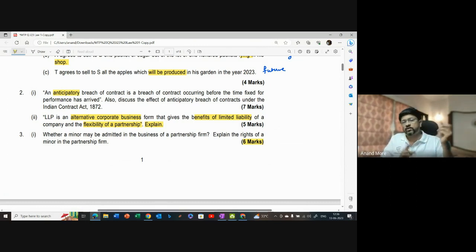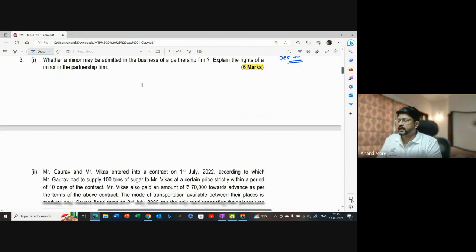If he decides not to continue as a partner, then he is required to give a public notice, and from the date of public notice, he will not be liable for the liabilities of the partnership firm. These are the points which are required to be mentioned when it comes to partnership. Don't forget, if you can, write Section 30 of the Indian Partnership Act. Okay, so these are the points which you can consider here.